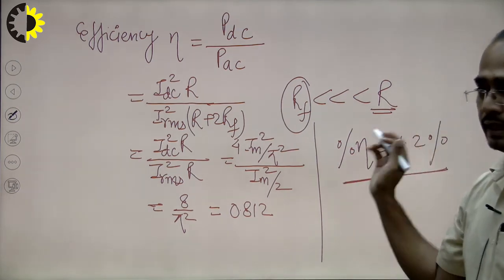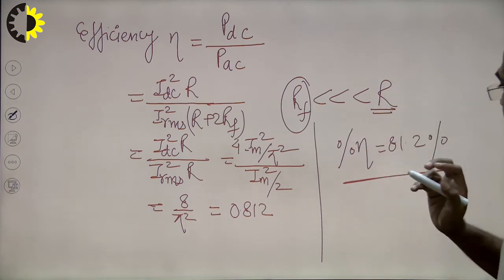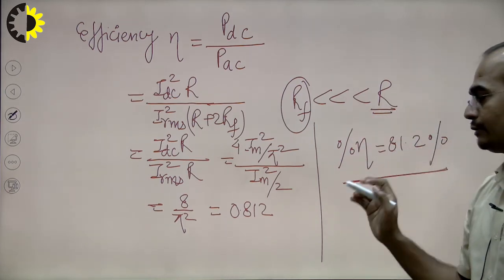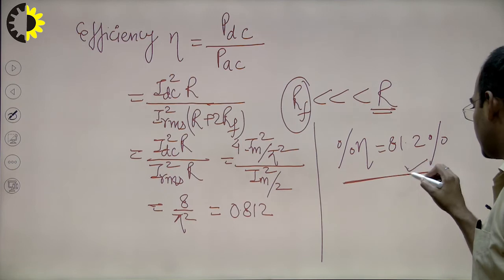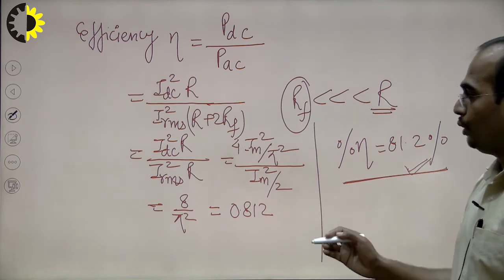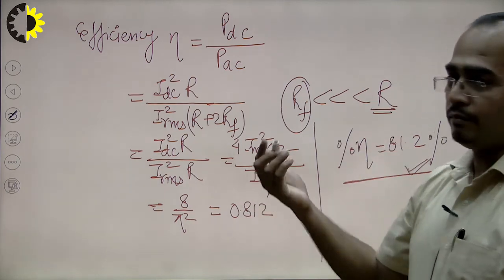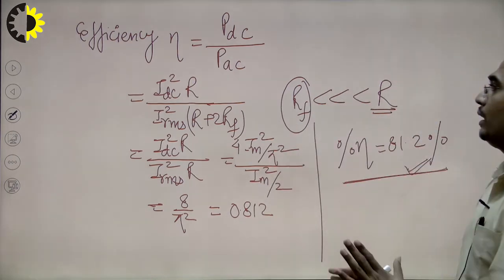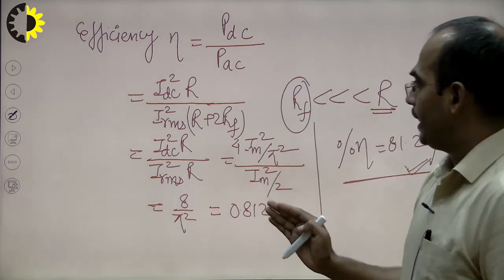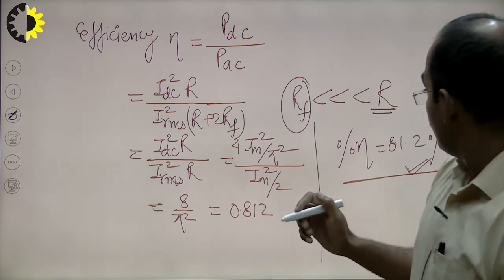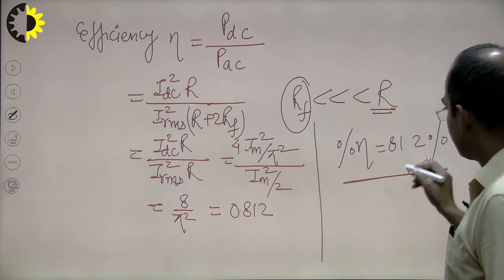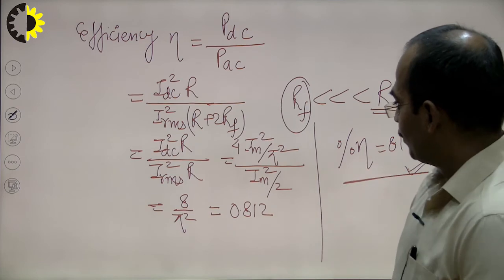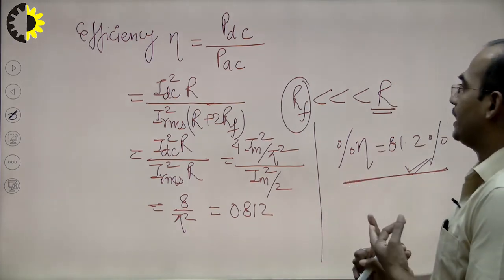You can see that in case of the half wave rectifier the efficiency was 40.6%. In this case I am getting 81.2%. By using the full wave bridge rectifier and center tap rectifier, these parameters are the same for both. So you can see that the efficiency has been improved and the ripple factor has been reduced.